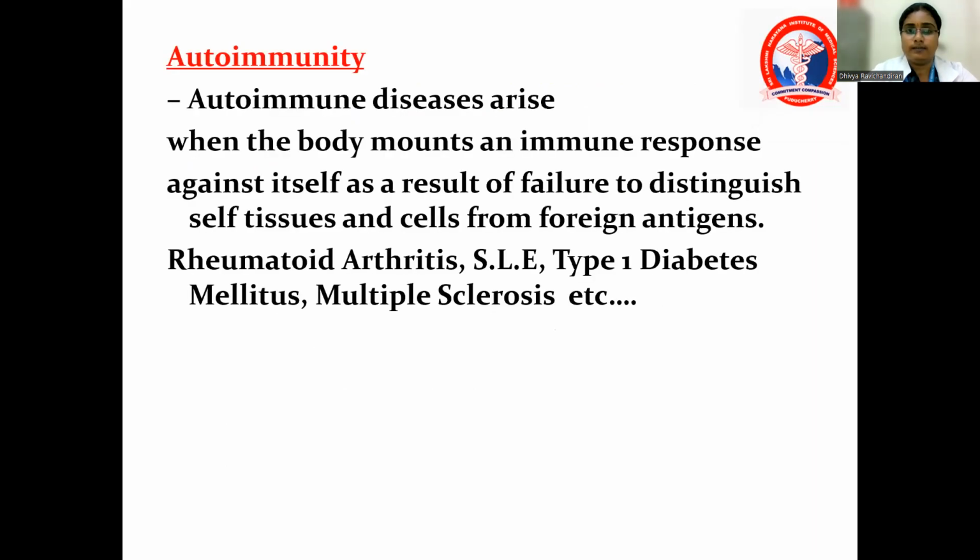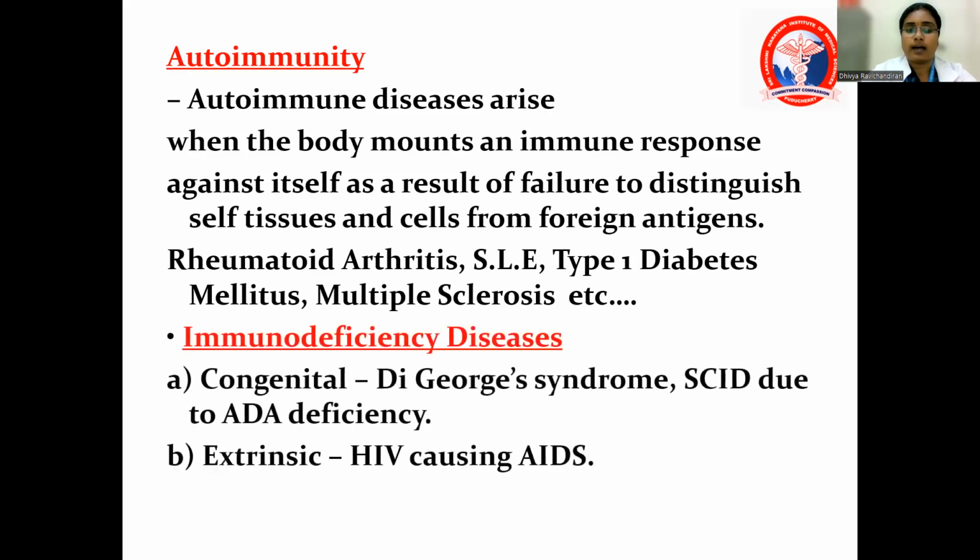Autoimmunity is a disease which arises when the body mounts an immune response against itself as a result of failure to distinguish self-tissues and cells from foreign antigens. Some diseases of autoimmune origin are rheumatoid arthritis, systemic lupus erythematosus, type 1 diabetes mellitus, multiple sclerosis, and so on. Immunodeficiency diseases can be divided into congenital and extrinsic. In congenital, you have DiGeorge syndrome and SCID due to ADA deficiency. In extrinsic, you have HIV causing AIDS.